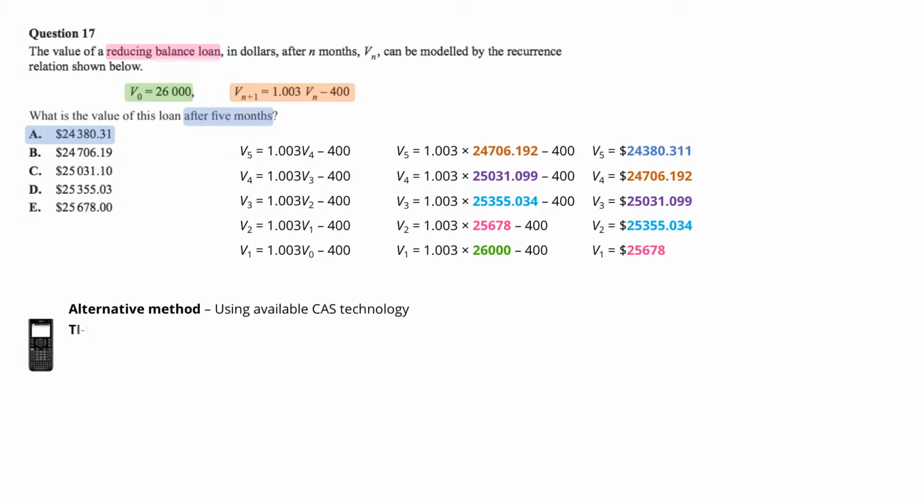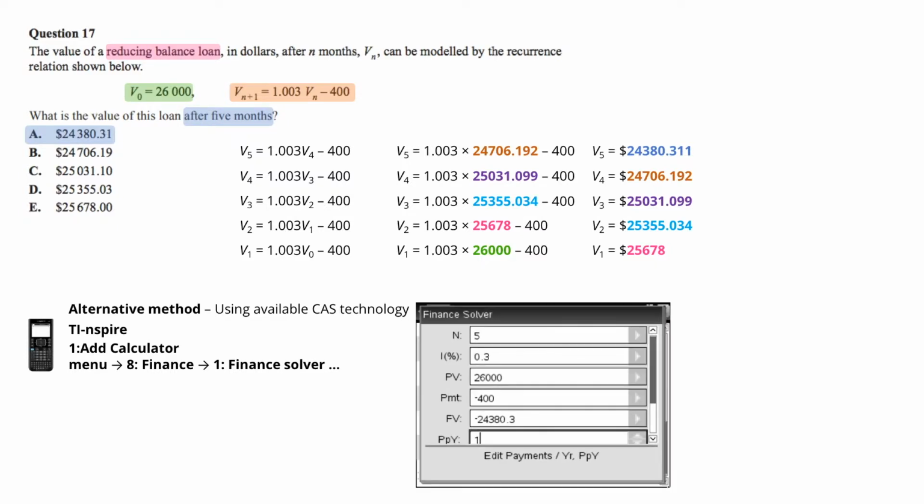Alternatively, we can use available CAS technology. We are going to use TI Inspire here. We add calculator, and from the menu, we choose Finance and then Finance Solver. N is equal to 5 because we are talking about 5 months. The monthly interest rate is 0.3.